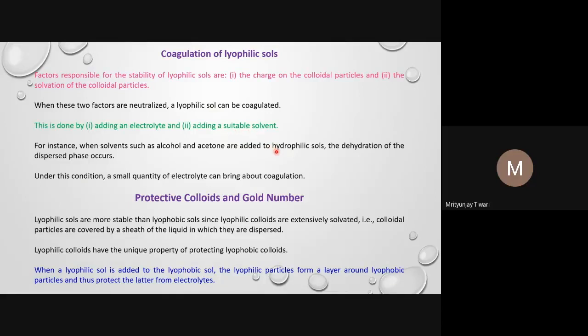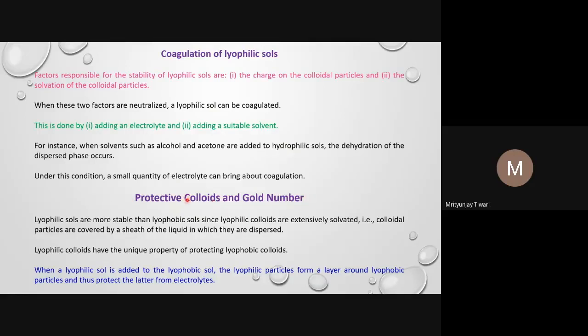particles. If the colloidal particle has an affinity with water, you add a less polar solvent so that its affinity with water decreases. Less polar solvents having hydrogen bonding capacity, such as acetone and alcohol, will form hydrogen bonds with water molecules and dry up these colloidal particles. And so later on, by adding a small amount of electrolyte, one can cause the coagulation of this hydrophilic sol. Let us now study protecting colloids and gold numbers.